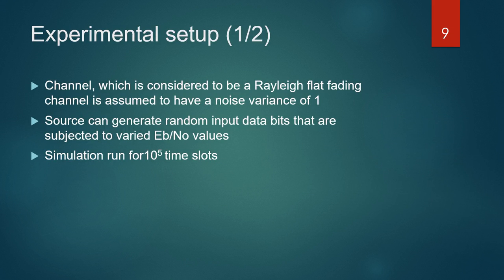The experimental system under study consists of a transmitter, a wireless communication channel, and a receiver. The system model is as described in the previous section. In the previous slide, the channel, which is considered to be a Rayleigh flat fading channel, is assumed to have a noise variance of 1. Also, the simulation has been run for 10 power 5 time slots. The main idea of the simulation is to demonstrate the maximized throughput that has been attained subject to BER constraints. The communication system transmitter source can generate random input data bits that are subjected to varied Eb by N0 values.